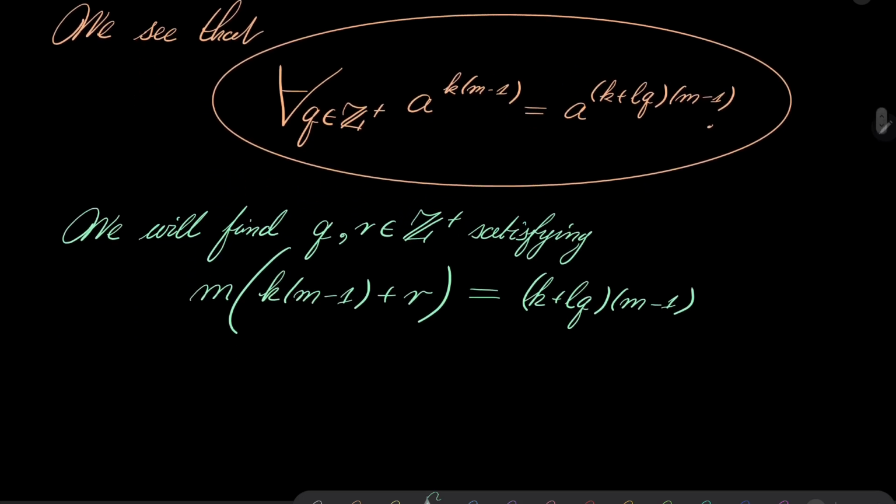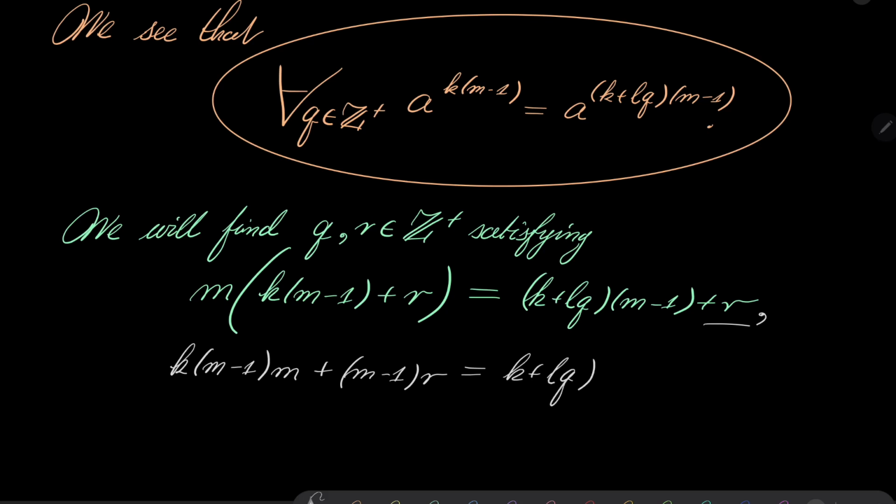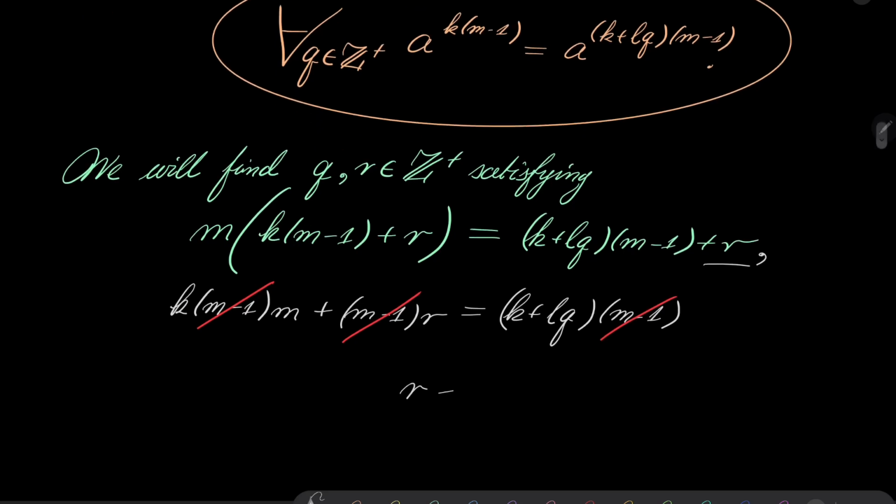And to find such numbers, we'll solve this equation for r. How can we do it? Well, notice that we have k(m minus 1) times m plus (m minus 1) times r. I put this r on the left hand side. It equals (k plus lq)(m minus 1). Notice that m minus 1 cancels, and we are able to find that r equals k plus lq minus km.